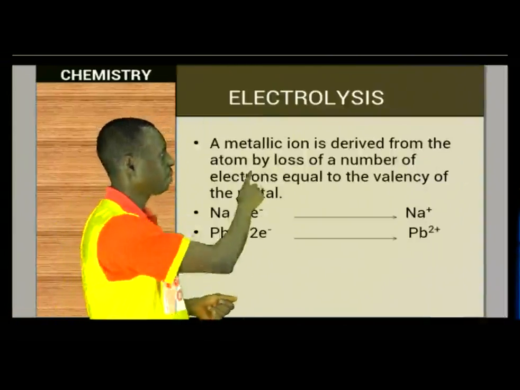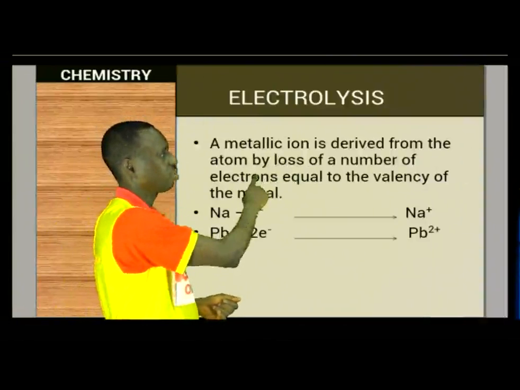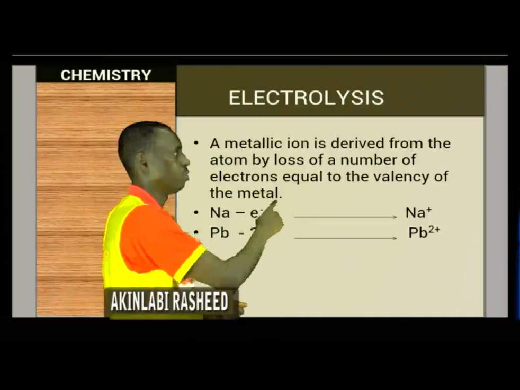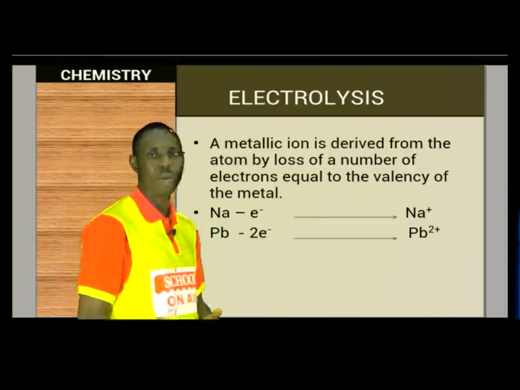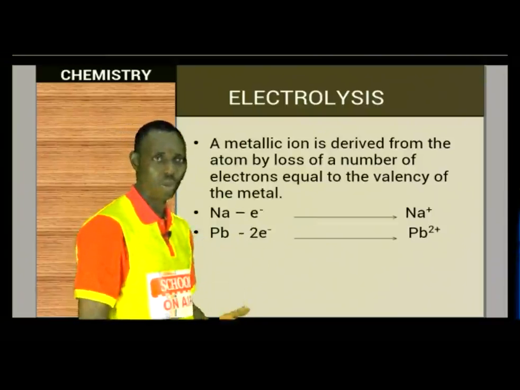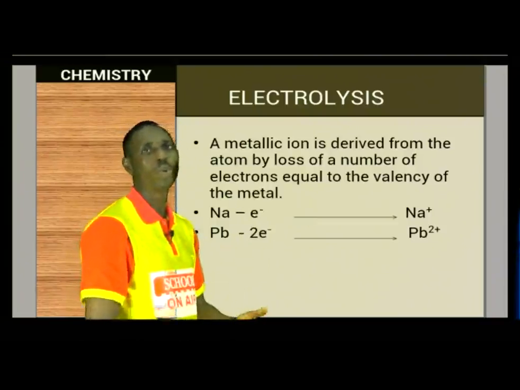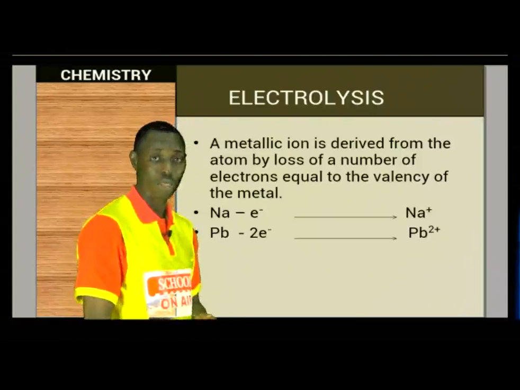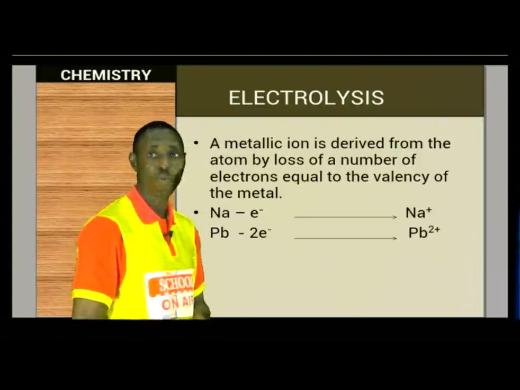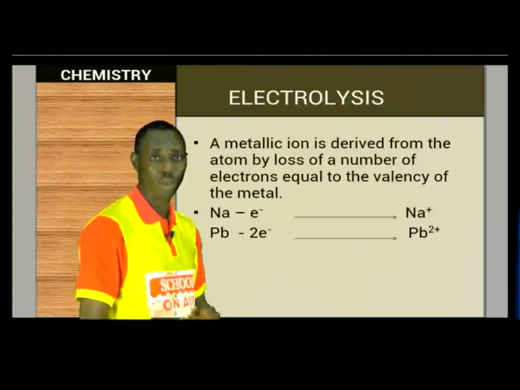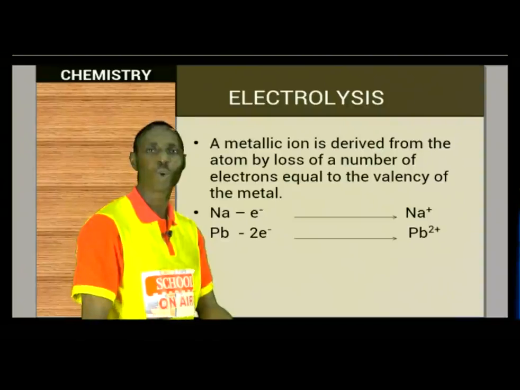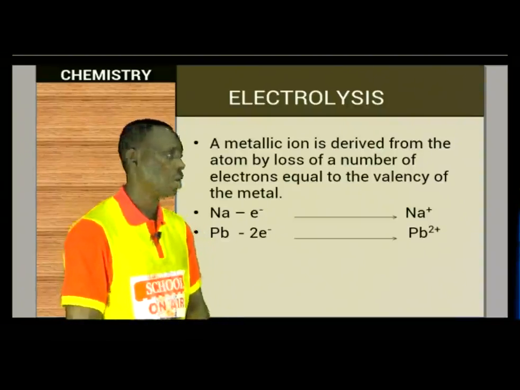So for example, let's say a metallic ion is derived from the atom by loss of a number of electrons equal to the valency of the metal. If you remember your basic knowledge of the periodic table, metals will lose electrons to achieve what we refer to as pseudo-noble gas structure. For example, sodium has one electron in its valency shell, so it will lose one electron to achieve the pseudo-noble gas structure of the closest noble gas to it, which is neon.